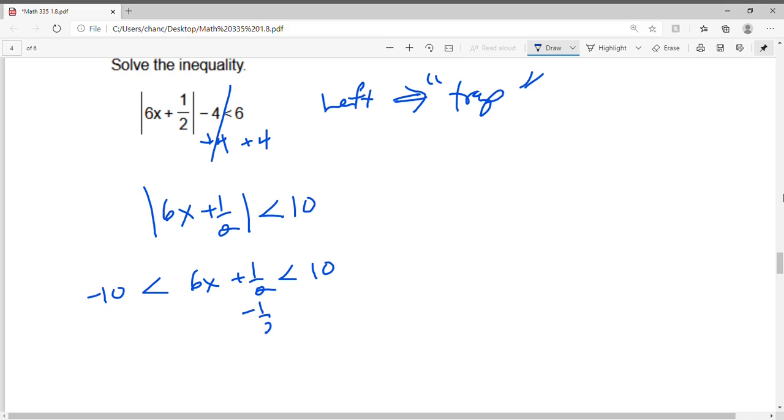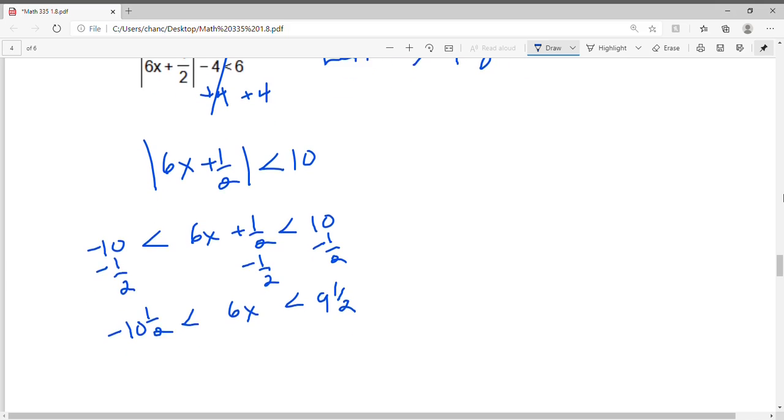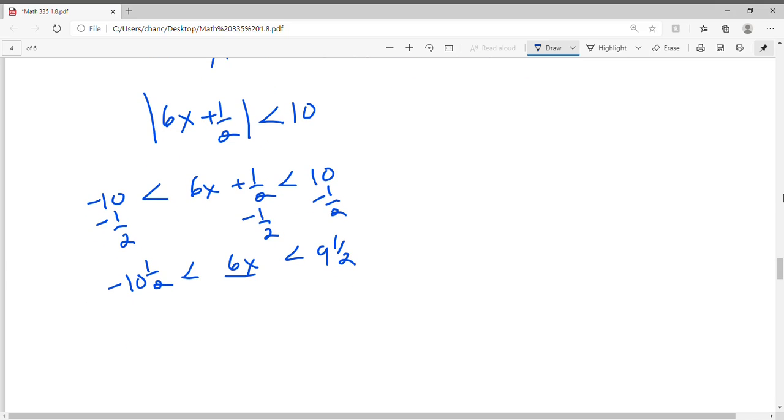Let's subtract 1/2 to all three sides. And I know on the left that's negative 10 and 1/2. And on the right it's 9 and 1/2. And now I gotta divide everything by 6. It's kind of hard to work with these mixed fractions. So let's convert negative 10 and 1/2 as 21 over 2. So this is negative 21 over 2 over 6 is less than x, and that's less than 9 and 1/2 is the same as 19 over 2 over 6.